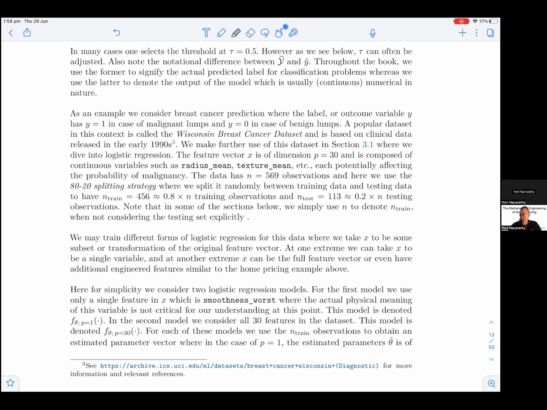Also note the notational differences between Y hat, that's a big Y, and y hat, just a little y. Throughout the book, we use the former to signify the actual predicted label for the classification, whereas we use the latter to denote the output of the model, which is usually continuous or numerical in nature.